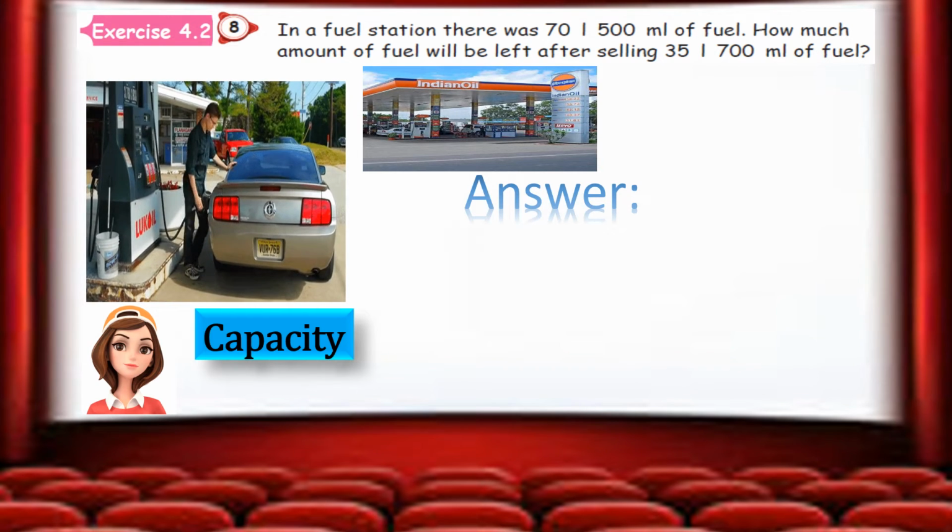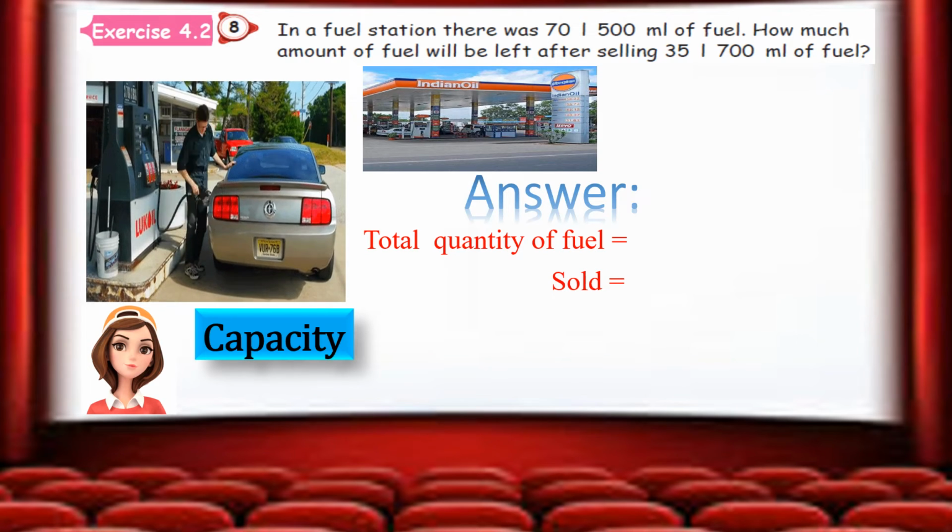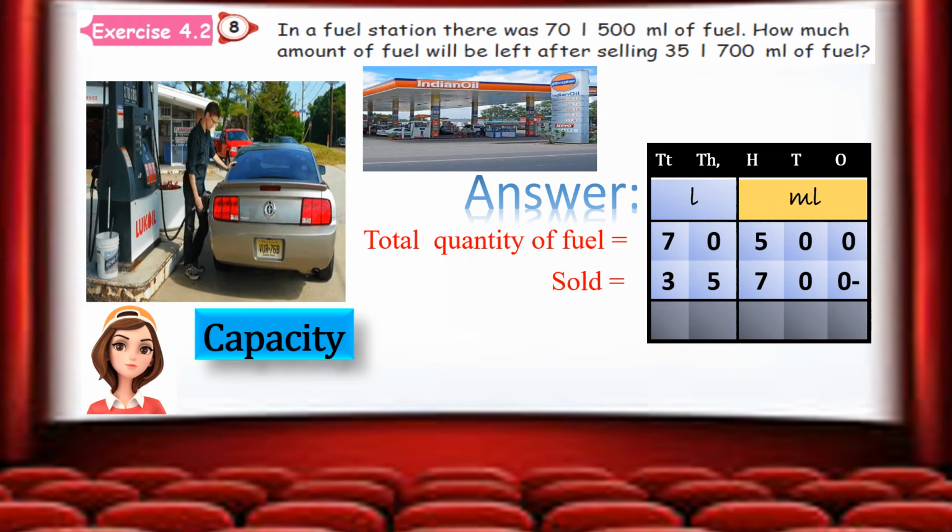So just have a glance. Total quantity of fuel is that we have to write. Then after selling, sold in கொடுத்தாச்சு, or you can write after selling also, no problem. So as usual we need to draw the tabular column like this and then do the subtraction. So total quantity 70 liter கீழ இருக்கு and milliliter கீழ 500 இருக்கு. Sold எவ்வளவு வித்துருச்சு 35 liter and 700 ml, isn't it? So now we can do the subtraction.